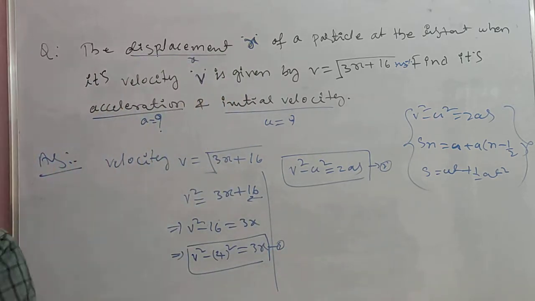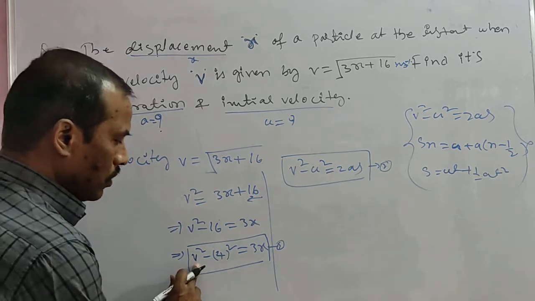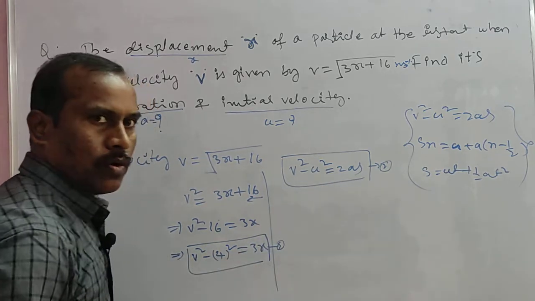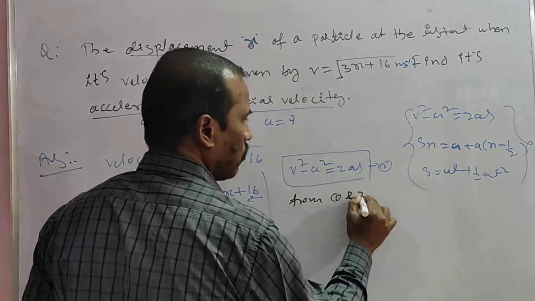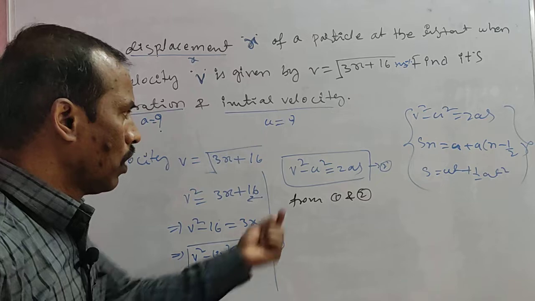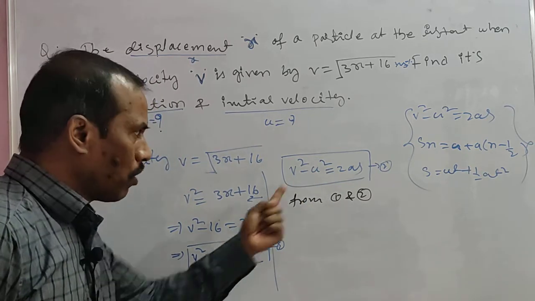Comparing equation 1 to equation 2, from here u is equal to 4. This is the initial velocity of the particle.